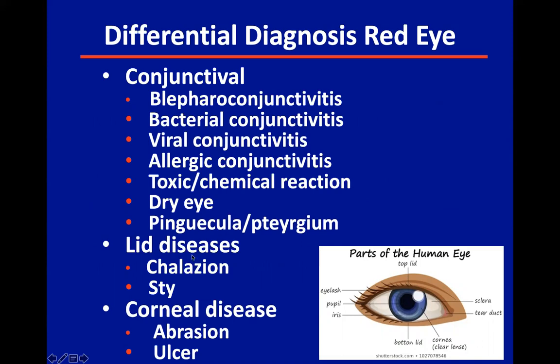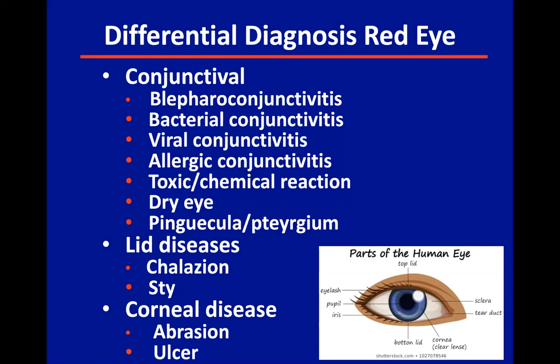If it's anything within the lids, remember we said the lid is very close to the conjunctiva, it will cause a red eye. And any corneal diseases will also cause a red eye. So in conjunctival, a blepharoconjunctivitis; when we say blepharo, it means lid. So you can have conjunctival causes which would be because of the lid, bacteria that comes in, viral, allergic, very important.